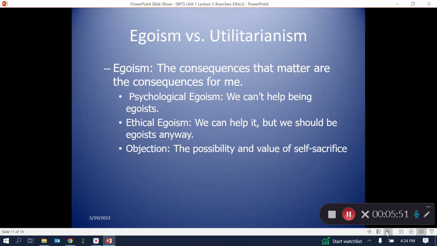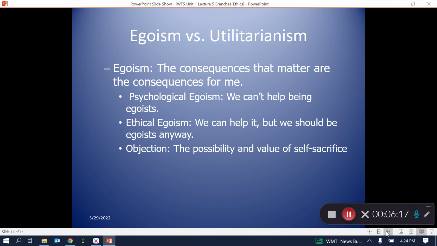This gets us to the next debate, egoism versus utilitarianism. The egoist says that the consequences that matter are the consequences for me. The psychological egoist says you can't help being an egoist. If you're a human being, you're an egoist. That doesn't mean you do bad things. In fact, the intelligent egoist will do everything they can to have friends and to avoid government persecution. But it will all be out of self-interest.